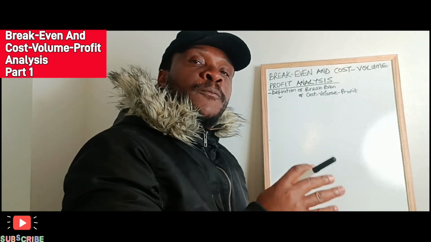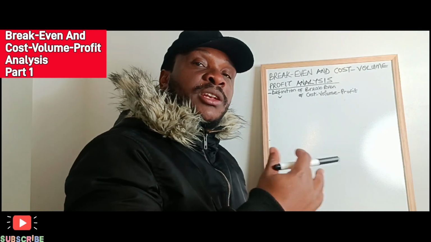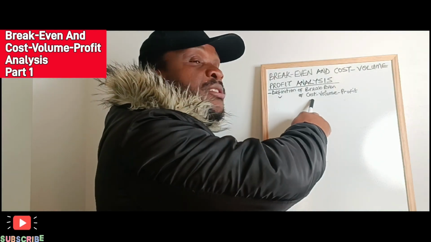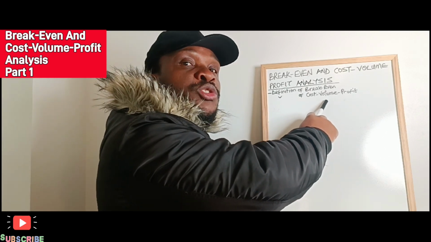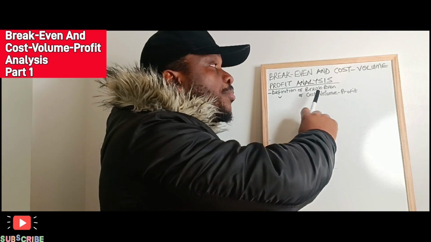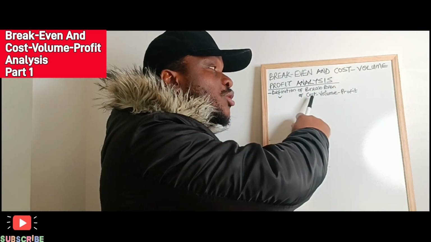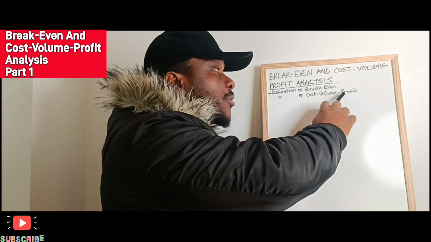All right. So the second here on the board is cost volume profit. Cost volume profit analysis is the analysis of the interrelationship between cost, unit produced or sold, and profit. Again, cost volume profit analysis is the interrelationship between cost, unit produced, and profit.